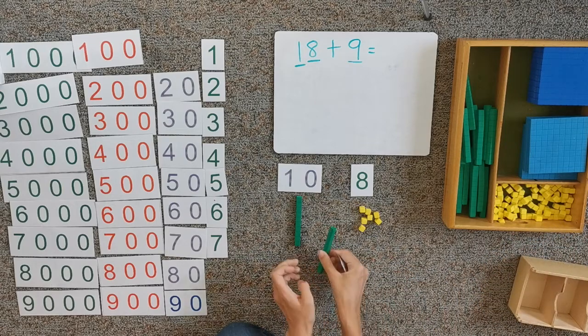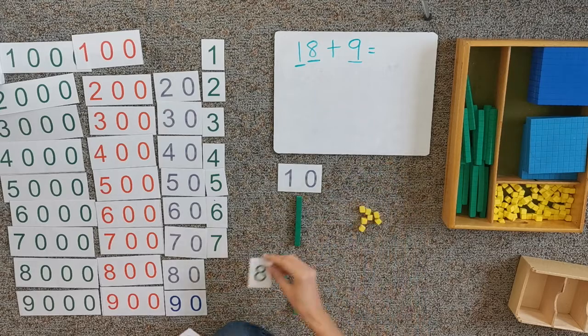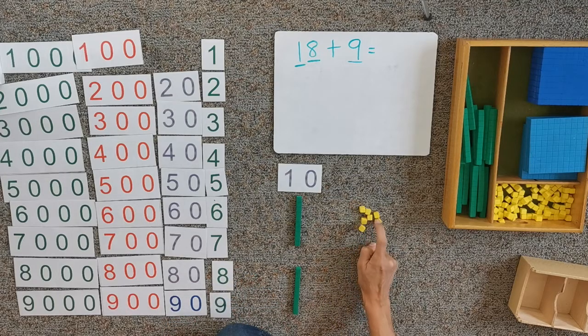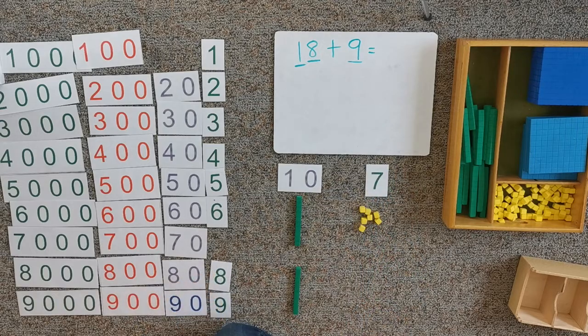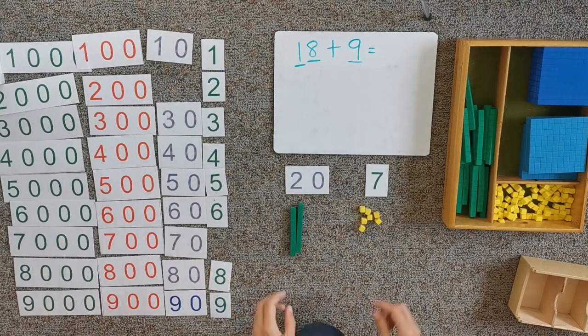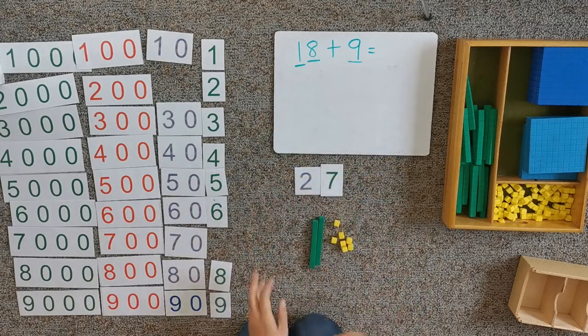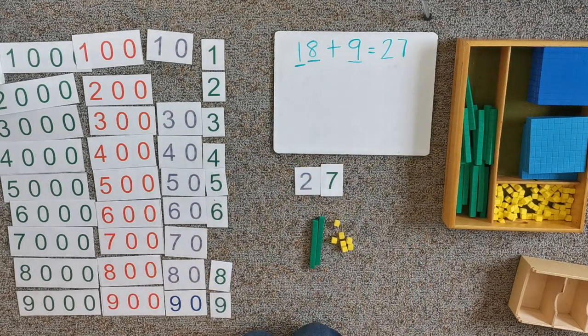And now, let's do it like that. I don't have 8 anymore. I need to count how much I have here. 1, 2, 3, 4, 5, 6, 7. 7 because I had 8, but I took away 1. And here I don't have 10 anymore. I have, how many? 27. So 18 plus 9 makes 27. Ta-da! Well done. Let's do another one.